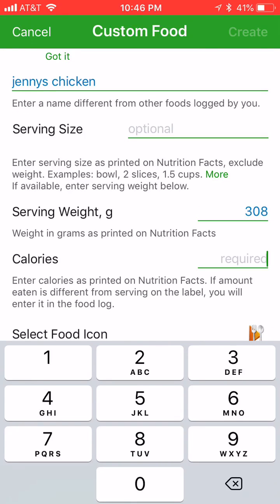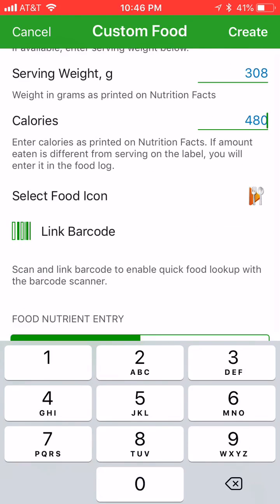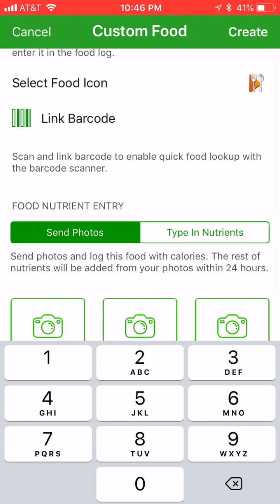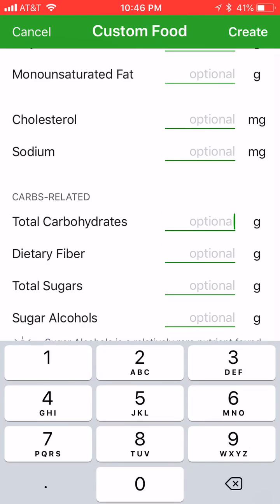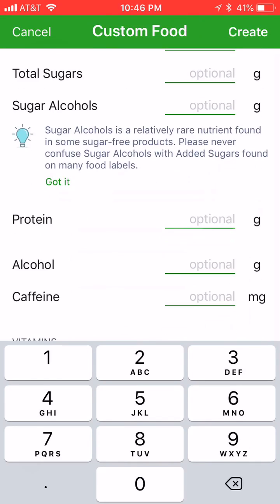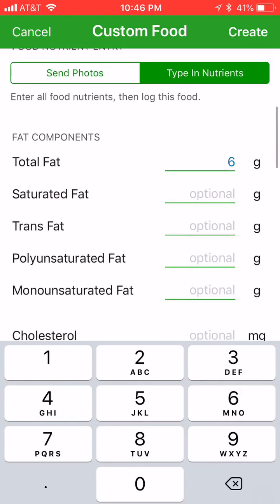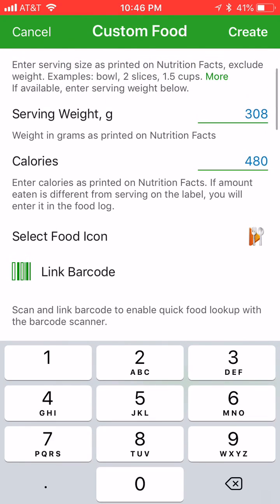We're going to put our total calories because just because we cooked it doesn't mean it lost any of its nutrition. It's lost its weight, so it's lost its water, but the nutrition is still there. The calories are still there. The macros are all still there. So we're going to put our 480 calories. Click on type in nutrients. Our fat is going to be 6, carbs are 0, and protein is 104. So now what we've done is we've applied a new weight of our food to the same calories. And we're going to hit create.